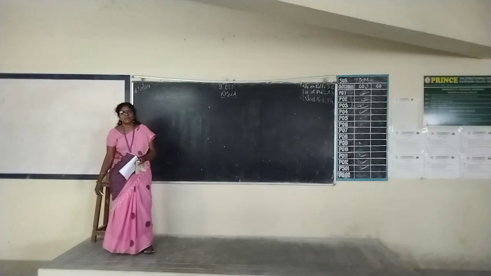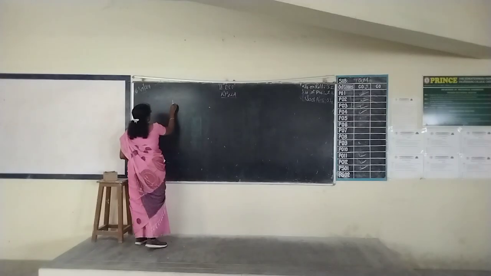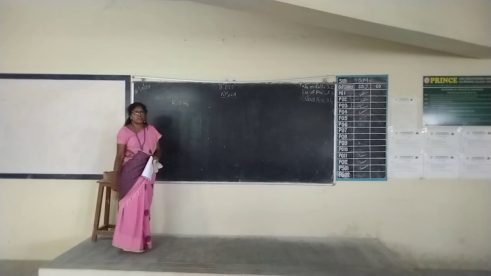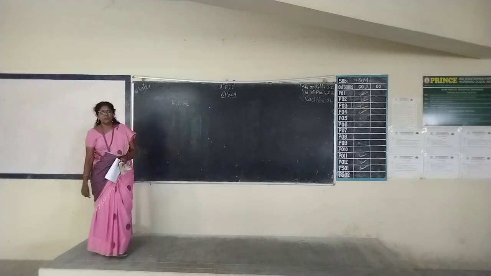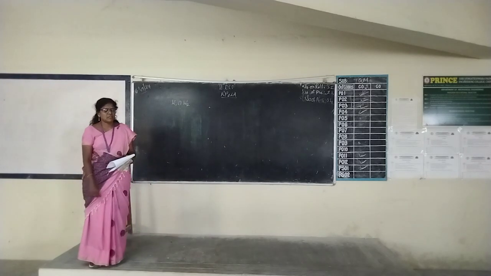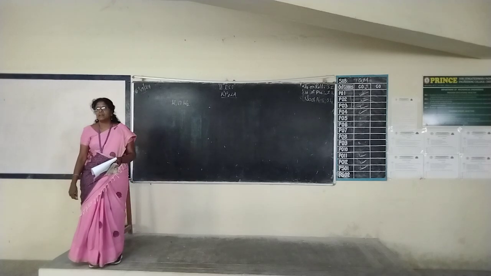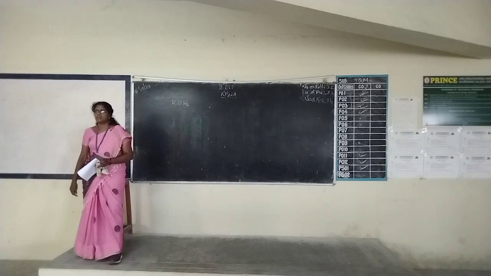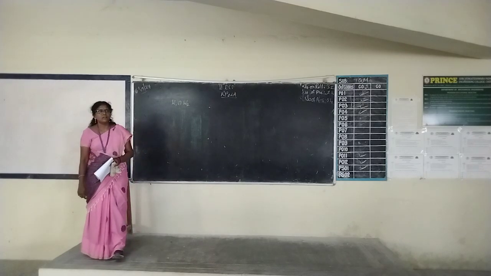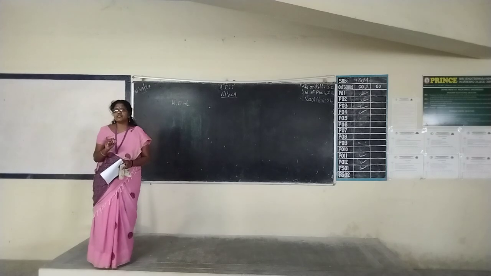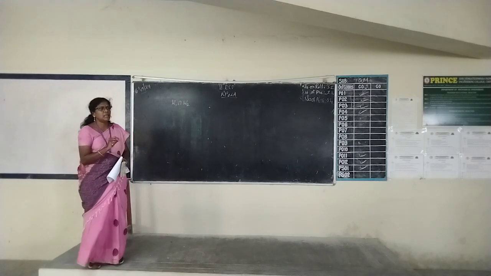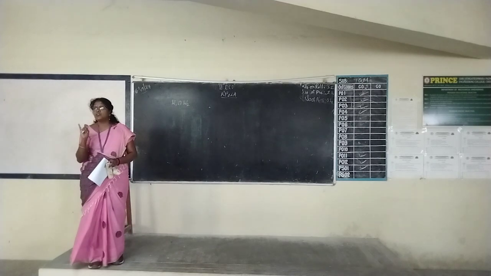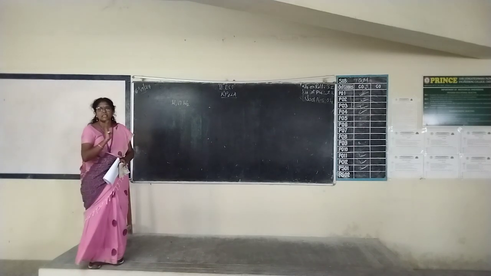To prove W1 intersection W2 is a subspace of V. Now what you have to prove? Intersection is going to be a subspace. So you have to prove that this intersection is going to be a non-empty set, and it will show that alpha x plus beta y should belong to this intersection.